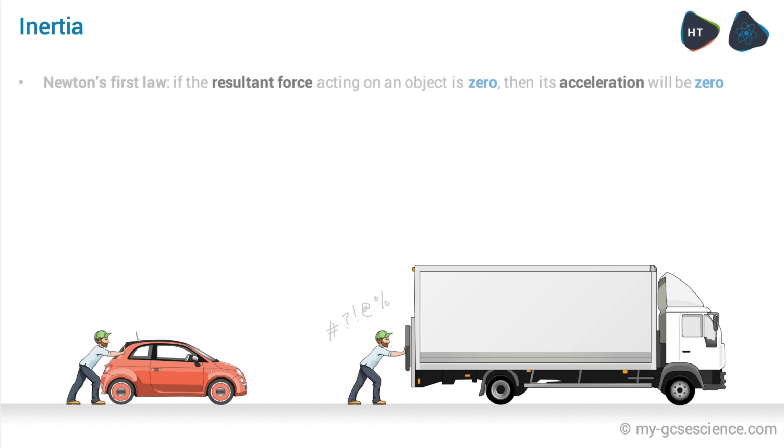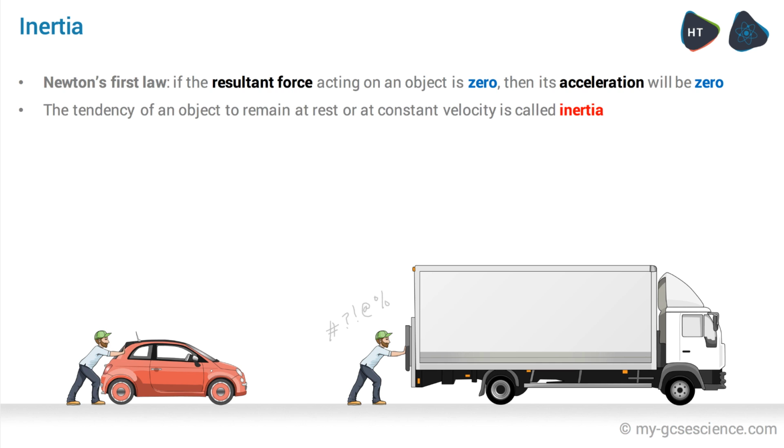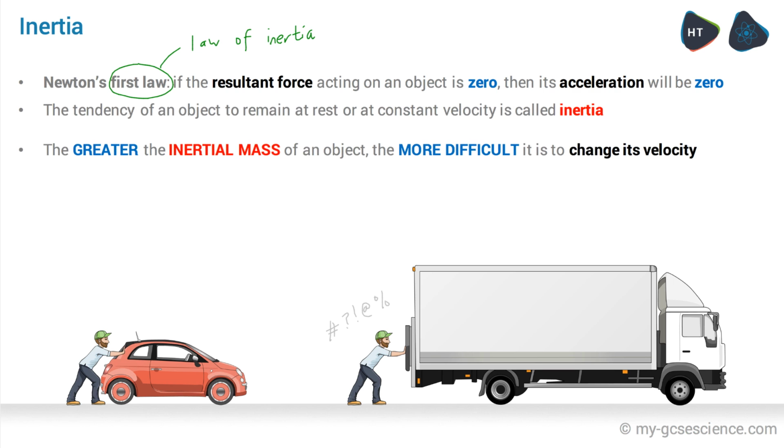We know that Newton's first law tells us that if the resultant force acting on an object is 0, then its acceleration will be 0. The tendency of an object to remain at rest or at constant velocity is called inertia. It's for this reason that Newton's first law is often called the law of inertia. Get ready now for the hard part. Here it is. The greater the inertial mass of an object, the more difficult it is to change its velocity.